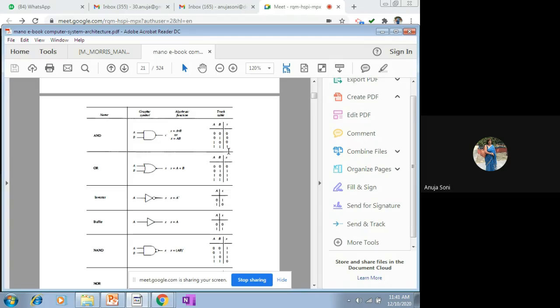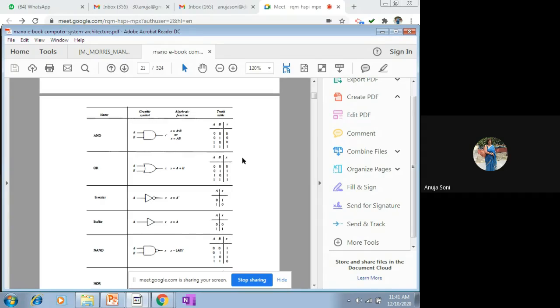So this way the AND gate works. Similarly, this is the truth table of the OR gate. Thereafter is the inverter gate. The inverter gate basically inverts. It basically negates, or it takes the ones complement of the input value. Whatever is the input value, its negation will be done. Its ones complement will be taken. 1 will be replaced by 0 and 0 will be replaced by 1.